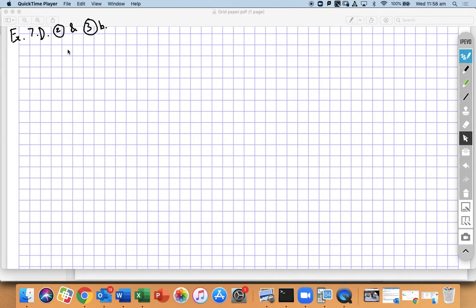I'm going to look at 7D, question 2 and 3, sticking with proof by contradiction. So I'm going to skip contrapositive, I think. But you can do it. But we're a bit short on time, so we're just looking at proof by contradiction.